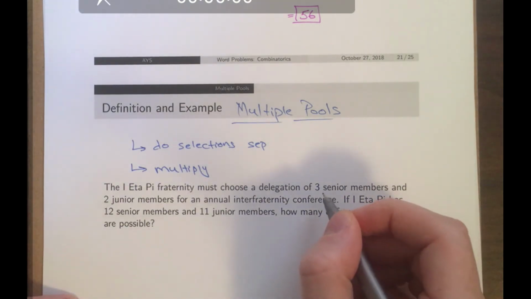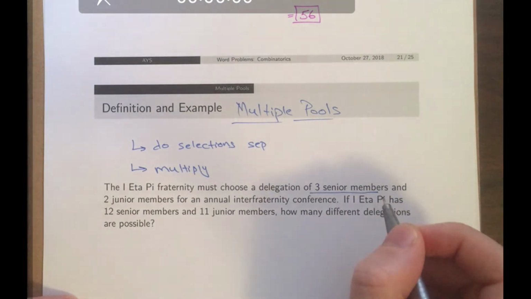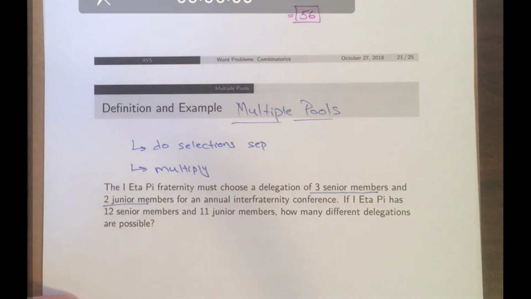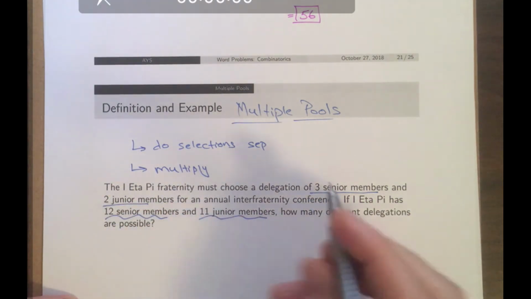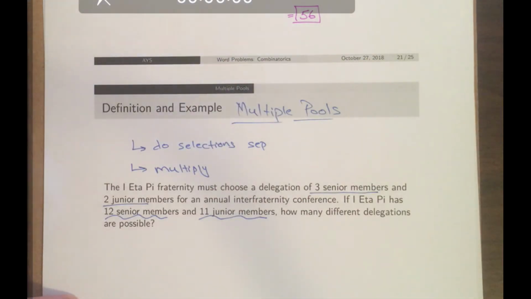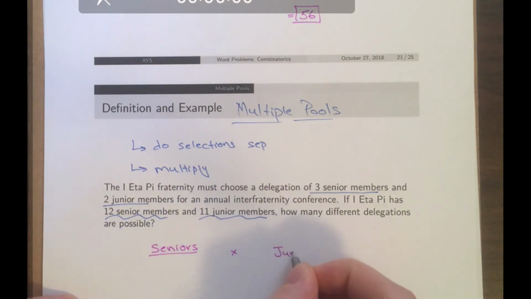So we have 3 seniors and 2 juniors going to make a committee. There's 12 seniors total, and 11 juniors total at the school. So I'm going to solve seniors by itself. The number of choices I have for seniors, I'll solve that all on its own. Then I'll multiply by the number of choices I have for juniors, all on its own. So I'm going to split the question into 2.